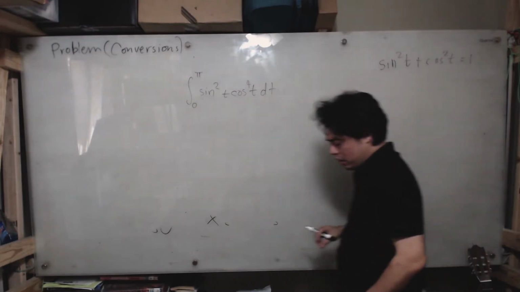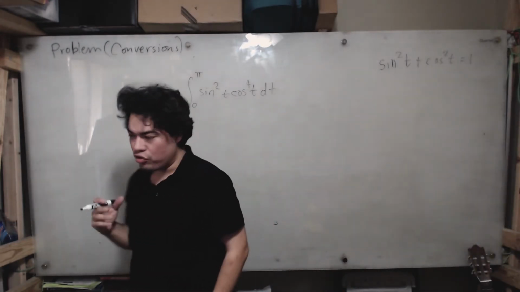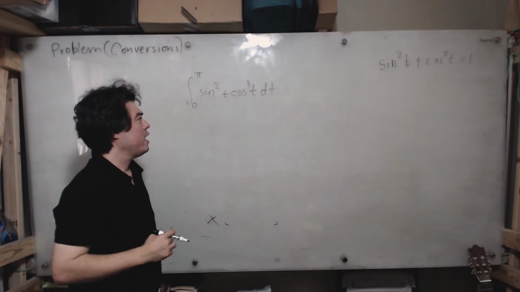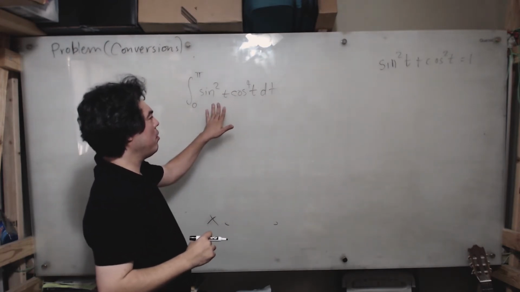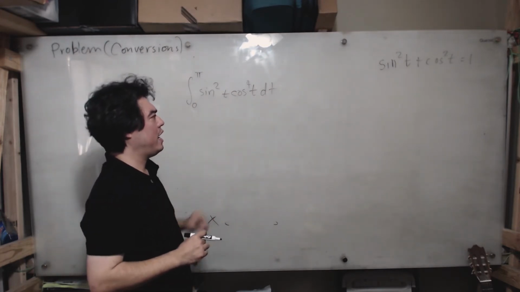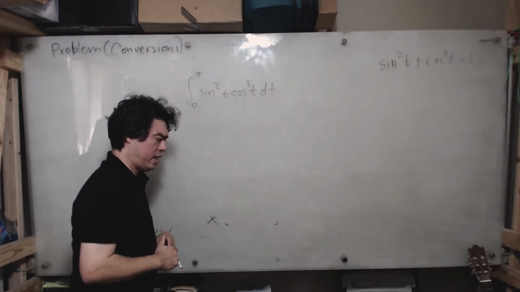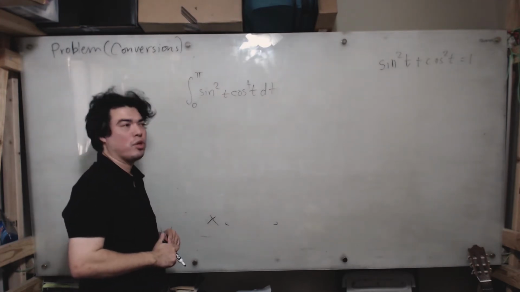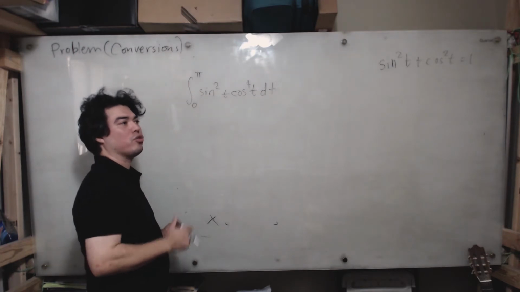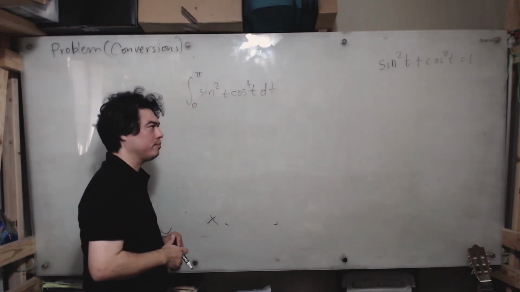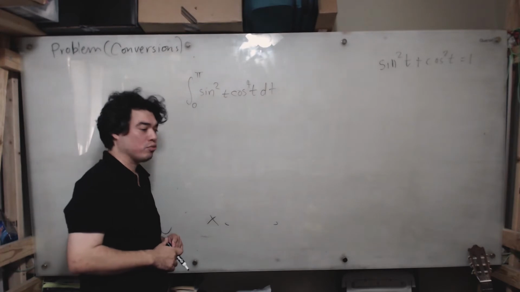And basically what I'm going to try to do here is figure out if I can rewrite this as a sum of functions with the derivative of one of the functions on the outside. That is to say, I want to use the substitution rule.